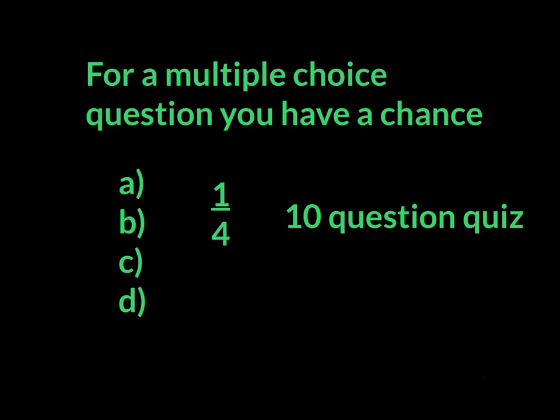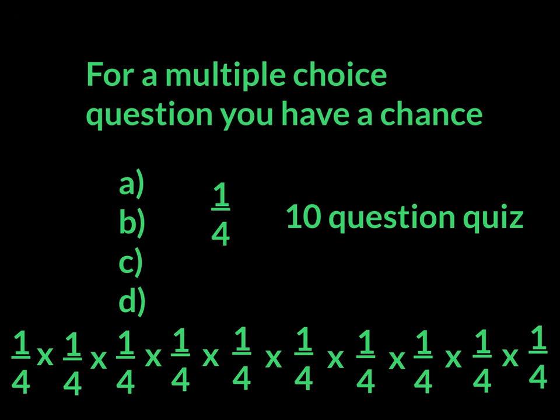If the quiz consists of 10 questions, to find the probability of guessing by chance alone, we would multiply 1/4 times 1/4 10 times. And we would get 1 out of 1,048,576. That's one chance in a million of guessing all 10 questions correctly by chance alone.